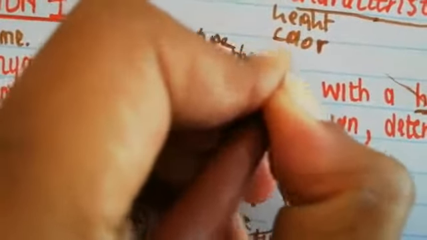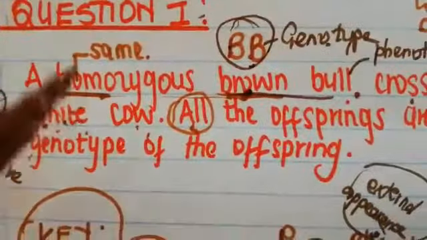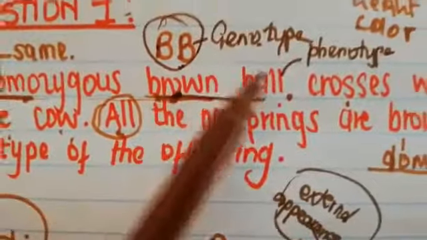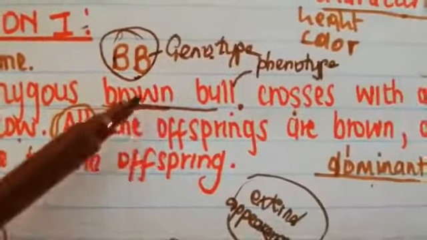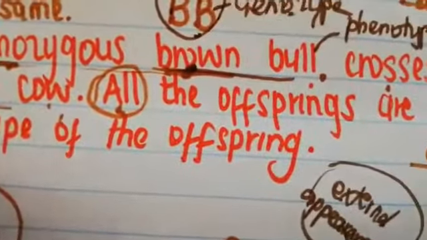Remember, phenotype, guys, has to do with the external appearance of the organism. So they are telling us that this bull looks brown, right? So that phenotype has to do with how the organism looks externally. What do we see when we look at the organism? So it looks brown, right? And a homozygous white cow. So this is also the phenotype of the cow. So we have a brown on our phenotype.